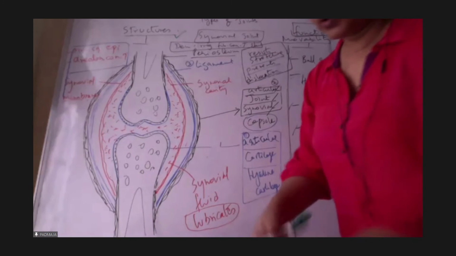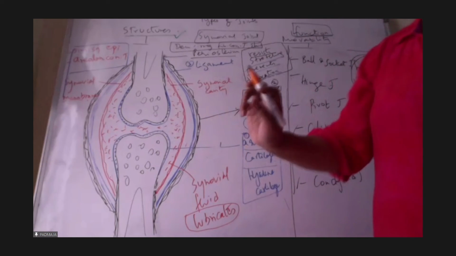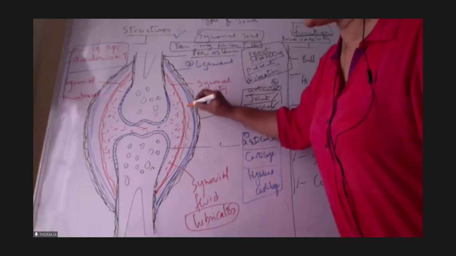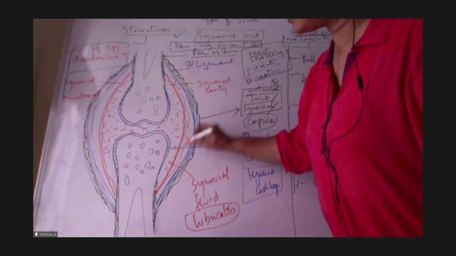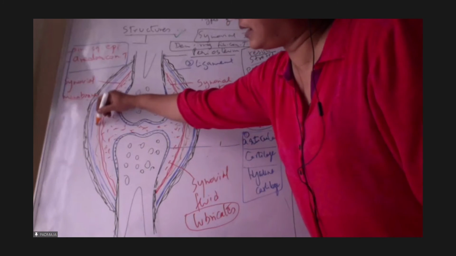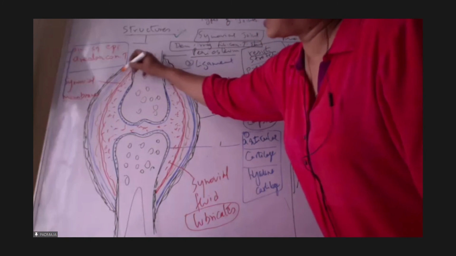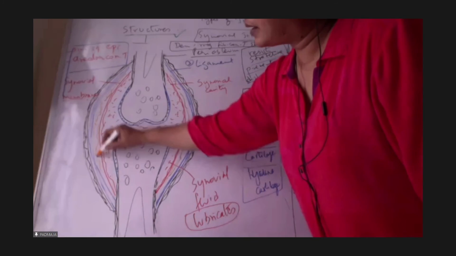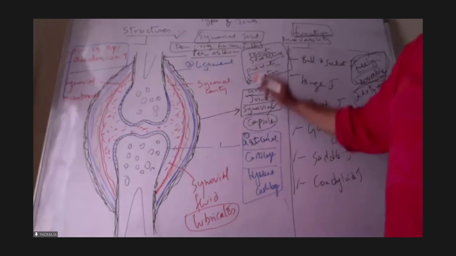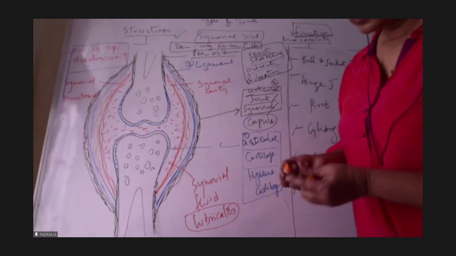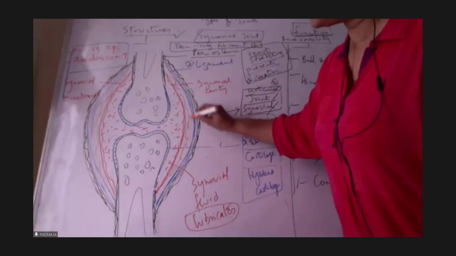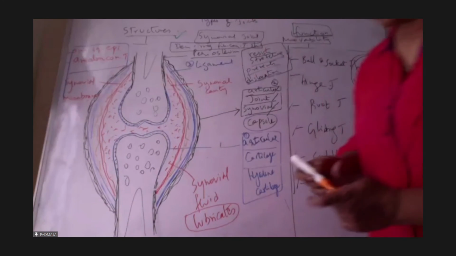And one more important thing, I'm using yellow color here: elastin fibers. They are allowing flexibility near the joint, and tough fibers prevent stretching and prevent dislocation. At the same time, here, the presence of these elastin fibers.